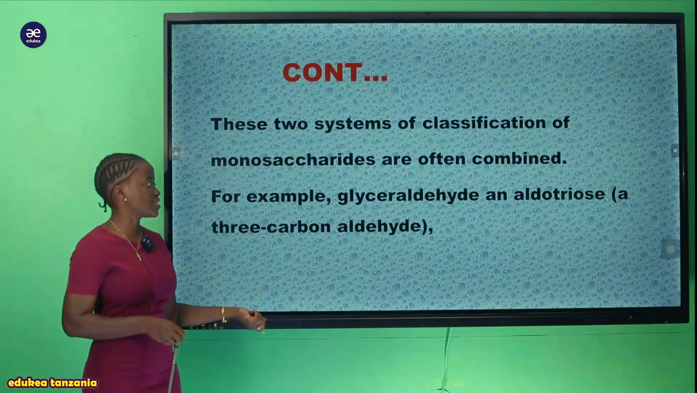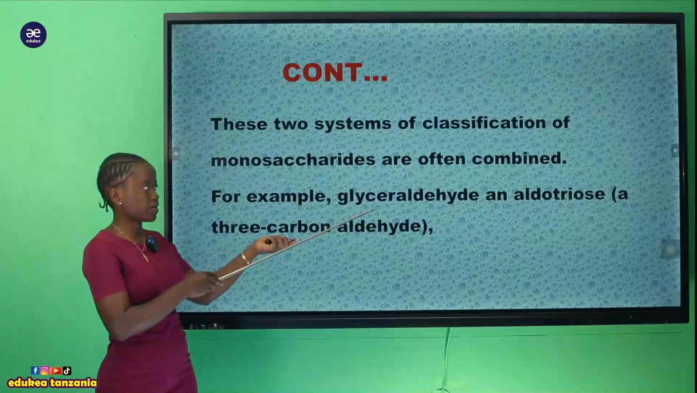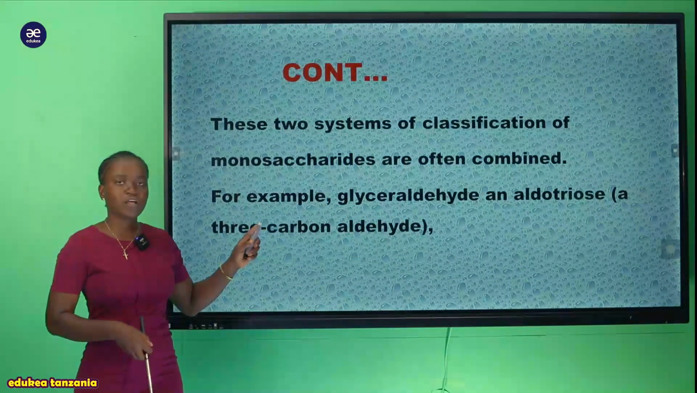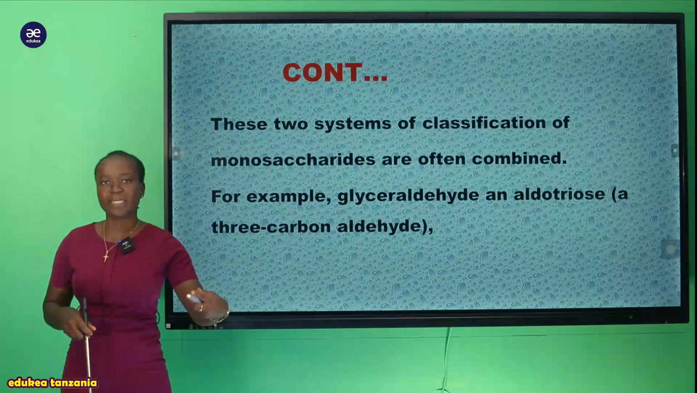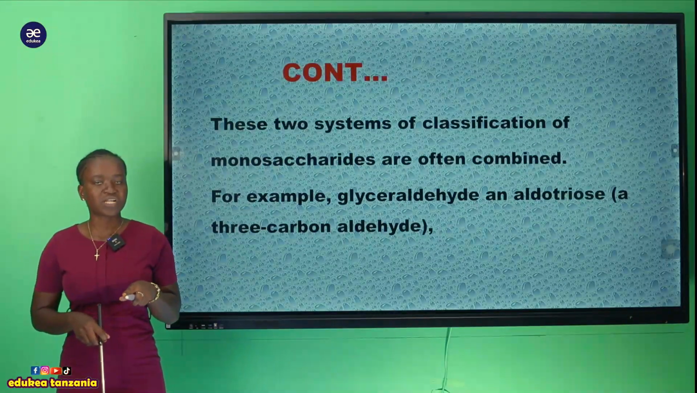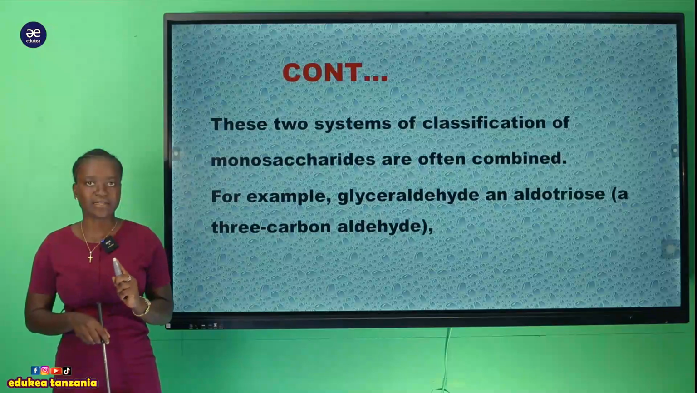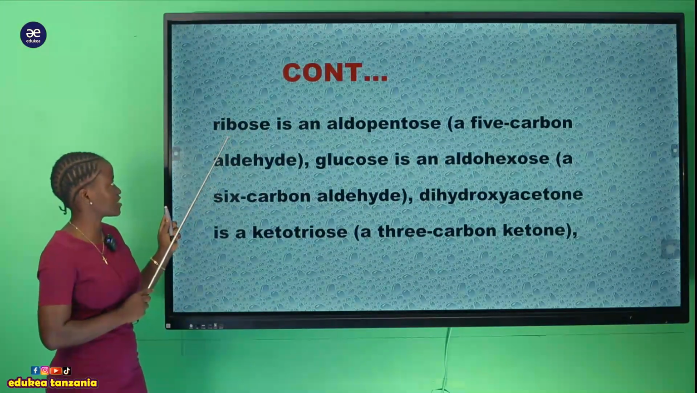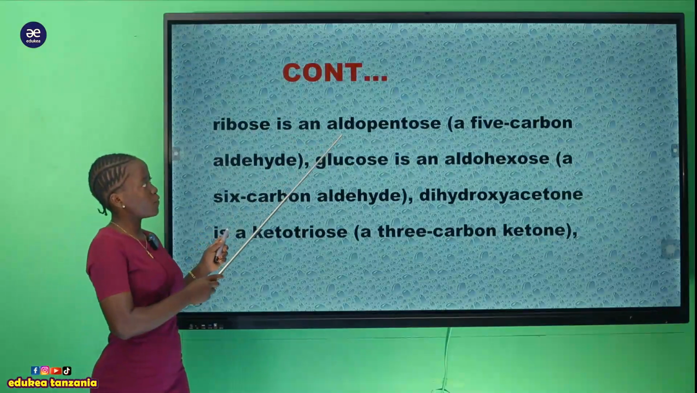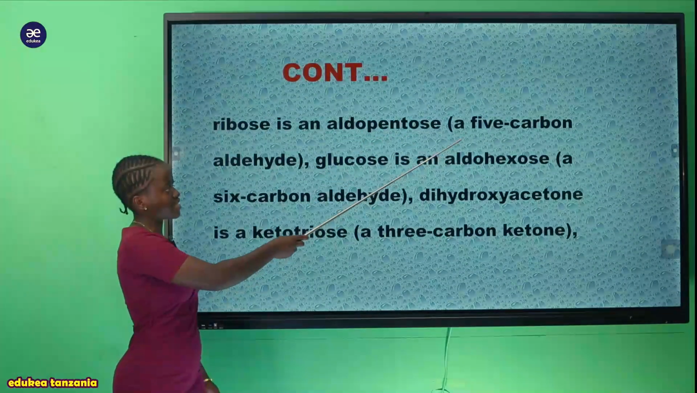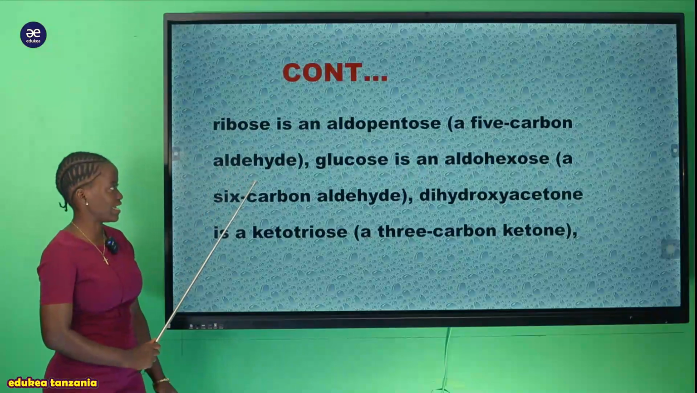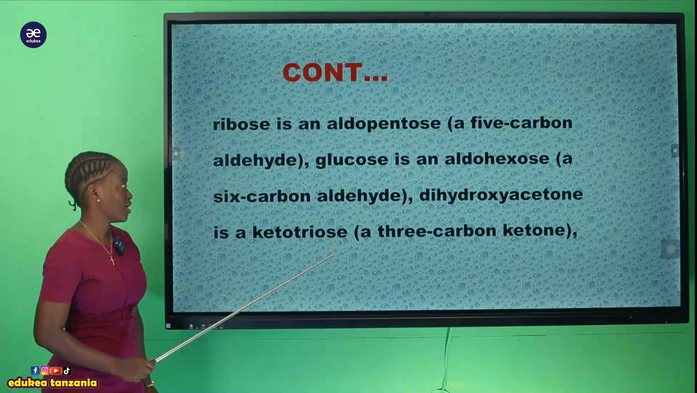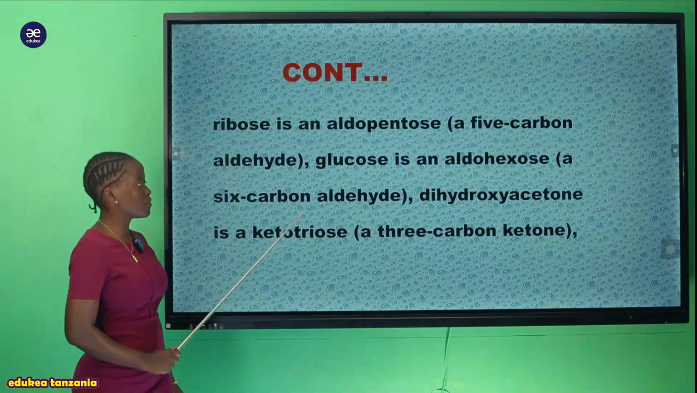And we have seen, for instance, glyceraldehyde, an aldotriose. All of these structures are the result of combining these two systems of classifying monosaccharides. And now we can simply say that ribulose is an aldopentose, which has 5 carbons. Also, glucose is an aldohexose. It has 6 carbons and an aldehyde.